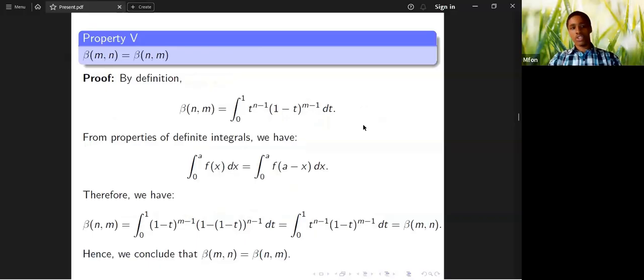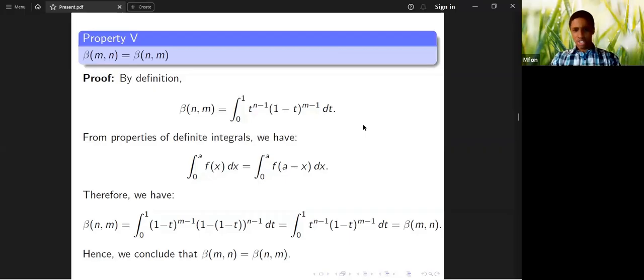Also, we look at the beta function. Let's look at one of its formulas. One is that beta of m, n is equal to beta of n, m. So we'll start here by defining what beta of n, m is. From this, we can see that it's the definite integral from 0 to 1 of t to the n minus 1 times 1 minus t to the m minus 1 dt.